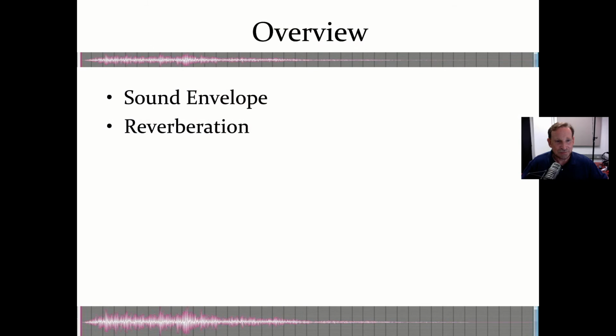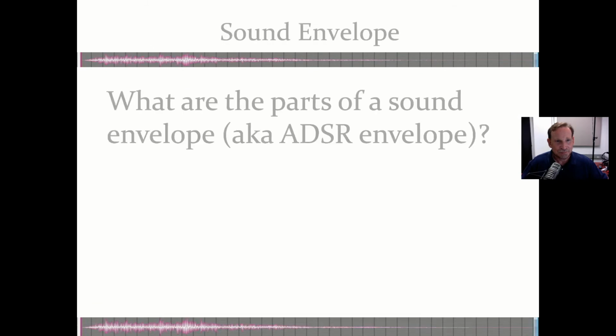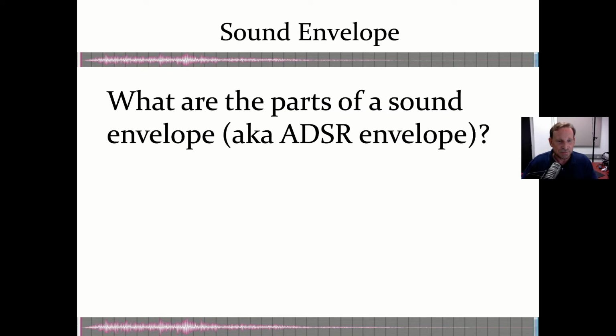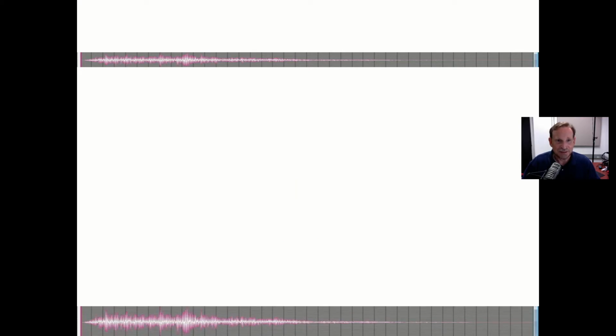Sound envelope and reverberation. So we'll start things off with the sound envelope. Basic question is, what are the parts of the sound envelope? We often think about them or relabel it as the ADSR envelope, with A, D, S, and R standing for the four different parts of the envelope. Those particular parts are given these names: attack, decay, sustain, and release. So what exactly do these labels convey? Well, let's dig into it.